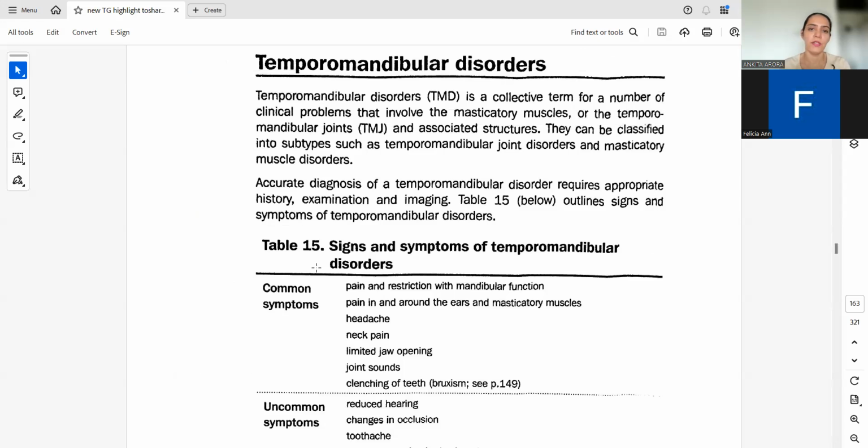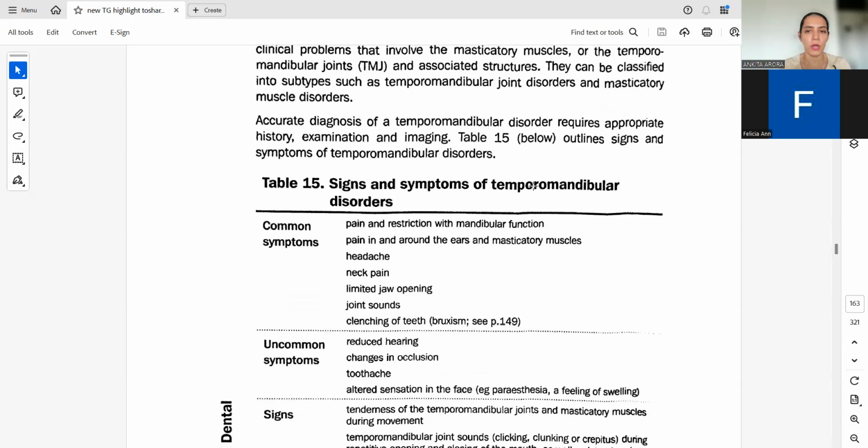So we have temporomandibular disorders, a collective term divided into joint disorder and masticatory muscle disorder. It can be a combination of both. And associated structure, we can include the disc, the interarticular disc for that. And accurate diagnosis requires proper history, examination, and imaging.